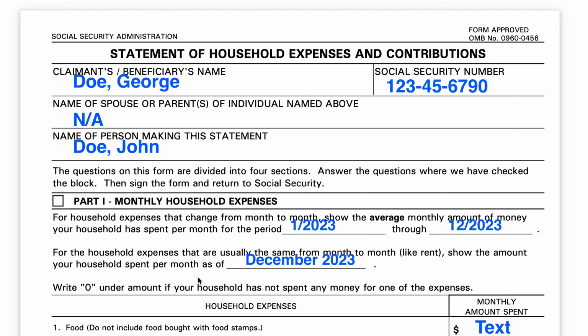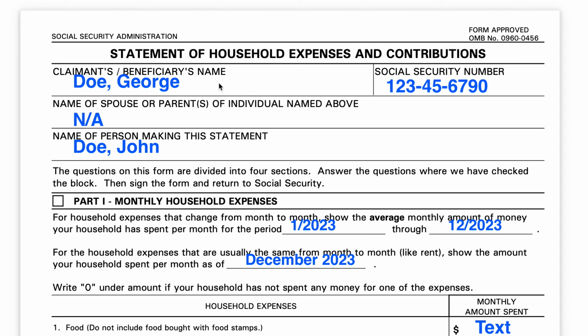So the reason we're covering this Social Security form is because this was specifically requested on the YouTube channel. So thank you very much. And we'll go ahead and start with the top. At the top of the form, the instructions really don't give much guidance. They basically say, put the claimant or the beneficiary's name at the top.